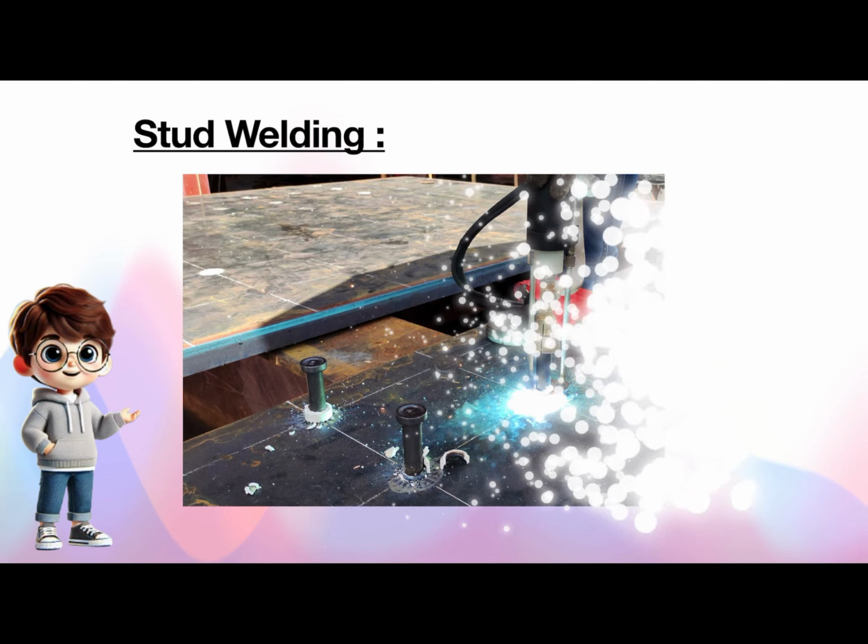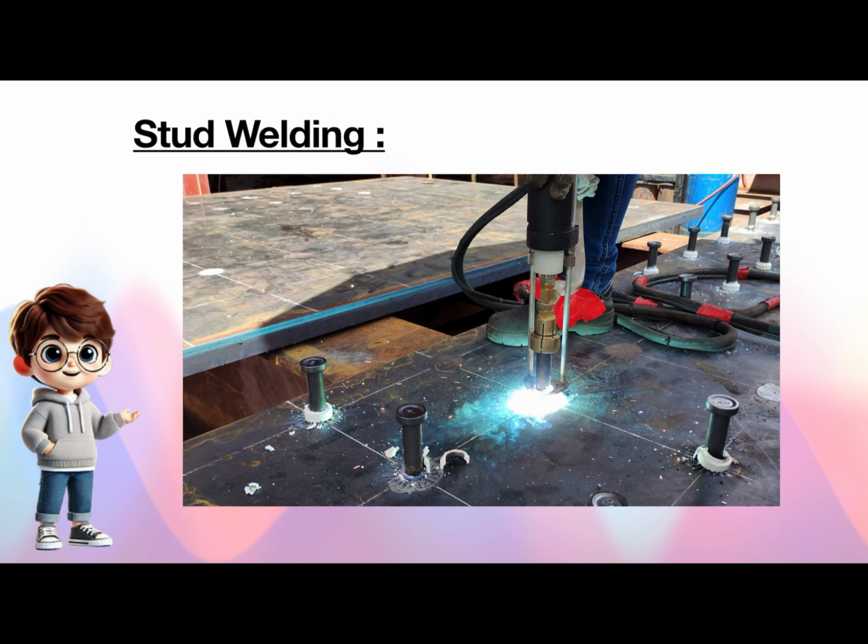Next, stud welding. Stud welding can be performed using a stud gun. In this condition, what will happen is, if this is the welding surface and this is the stud, some length of the stud and some portion of the surface will be melted, forming a molten weld metal, and then this stud will be pressed down so that this molten metal will be spread all around this stud, forming a joint.